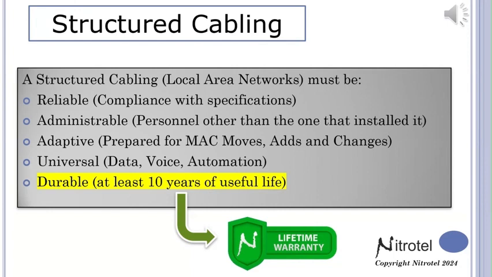It has to be adaptive, prepared for MACs, moves, adds, and changes. Structured cabling systems will evolve over time. It has to be universal. It has to support data, voice, automation, all on a single platform. Finally, it has to be durable with at least a 10-year useful life. Fortunately, Nitrotel products offer a lifetime warranty.